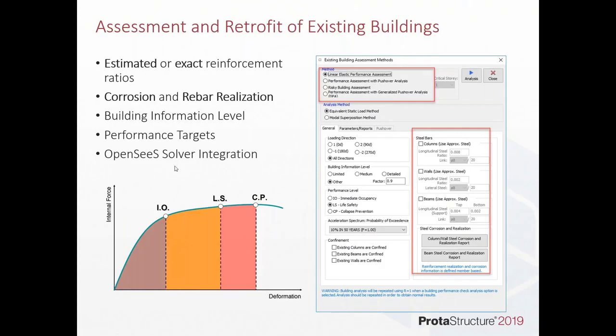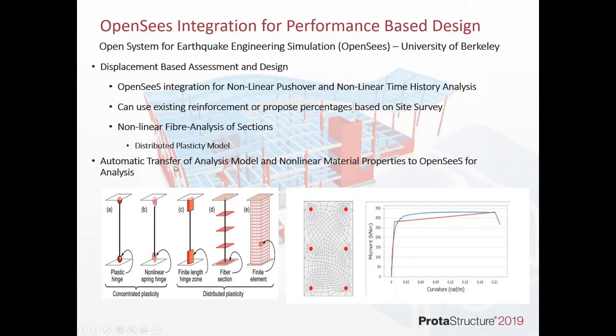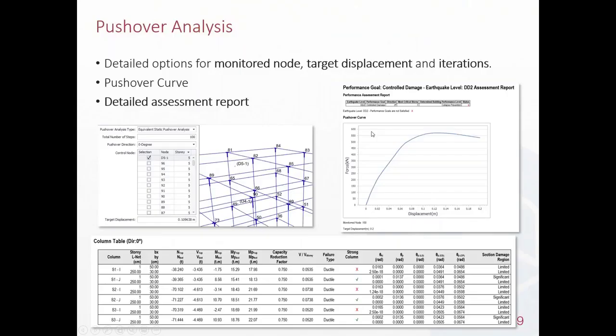Now, for nonlinear analysis, we have introduced integration directly with OpenSees. For those of you who are familiar, this is developed by the University of Berkeley, and we will automatically feed OpenSees with a nonlinear fiber model. This takes account of all the concrete and steel properties, and we use distributed plasticity to create that model. OpenSees will then run, whether you're doing nonlinear pushover or nonlinear time history.